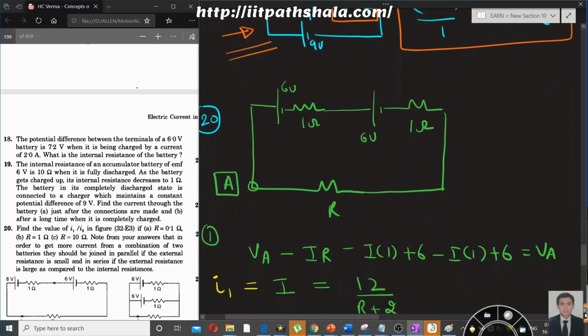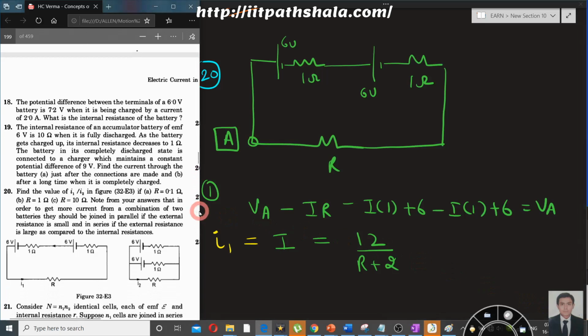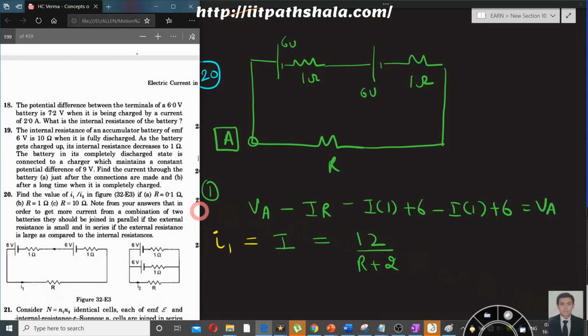Now quickly moving toward the next question, which is question number 20. You have to find the ratio of I1 to I2 in these two circuits over here. Now he is telling you that from your answer, in order to get more current from a combination of two batteries, they should be joined in parallel if your external load resistance is very small, and in series when your external load resistance is very large.